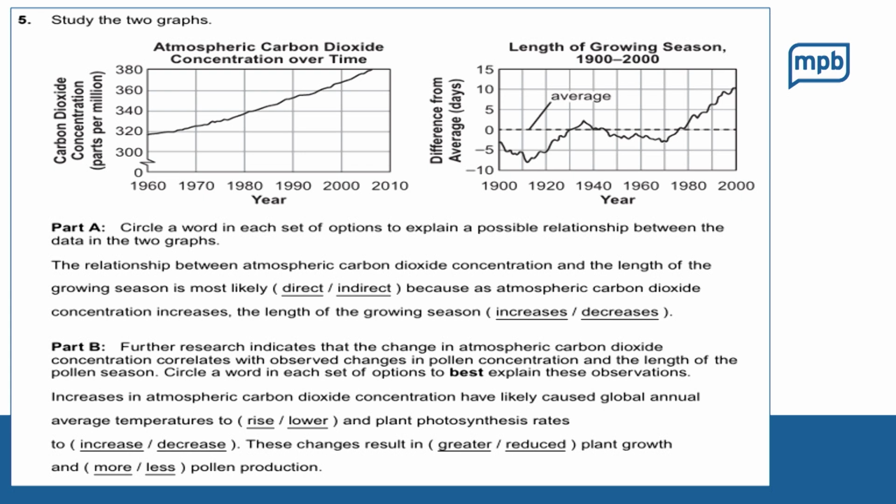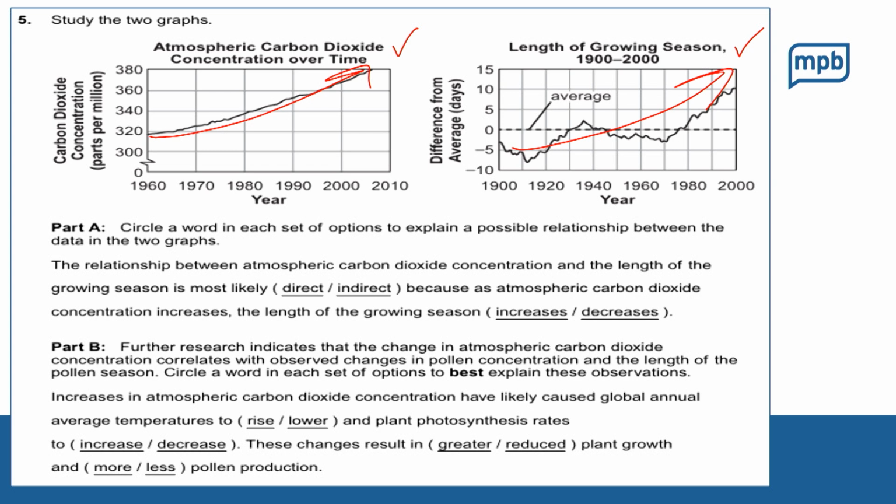And then part A says circle a word in each set of options to explain a possible relationship between the data in the two graphs, okay? So this is talking about carbon dioxide over time, and this is length of growing season, okay? So that's kind of what we're using here. And generally, it looks like we have a direct relationship, right? As the CO2 is increasing, the length of the growing season is increasing as well.